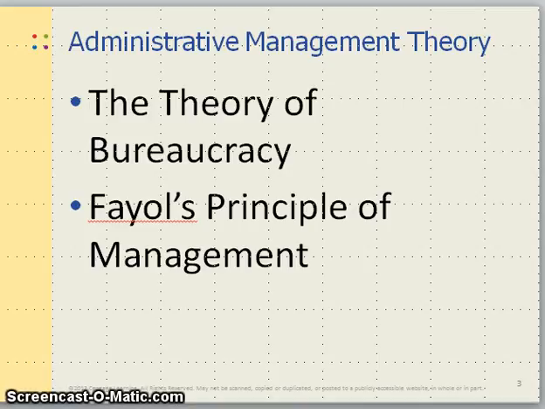And these are division of labor, authority and responsibility, unity of command, line of authority, centralization, unity of direction, equity, order, initiative, discipline, remuneration of personnel, stability of tenure of personnel, subordination of individual interest to the common interest, and esprit de corps.